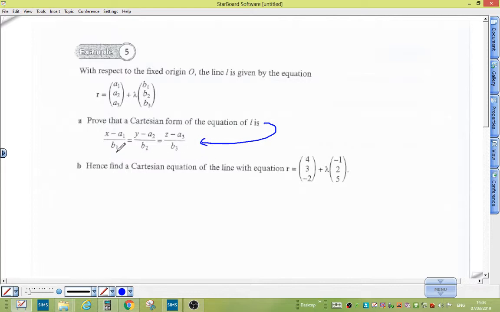How you can use this now is any pairing. You don't need to use all 3. You can use that is equal to that, or that is equal to that. It doesn't matter which. That's how we use this Cartesian. That's a Cartesian equation of the line. So how do I get that?